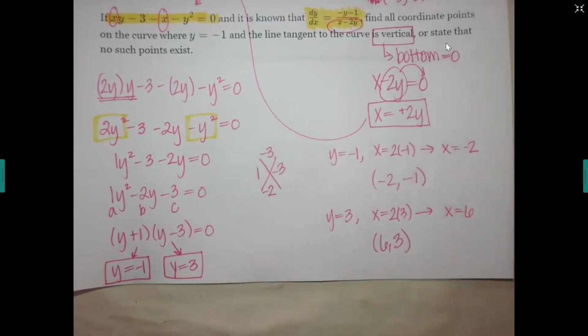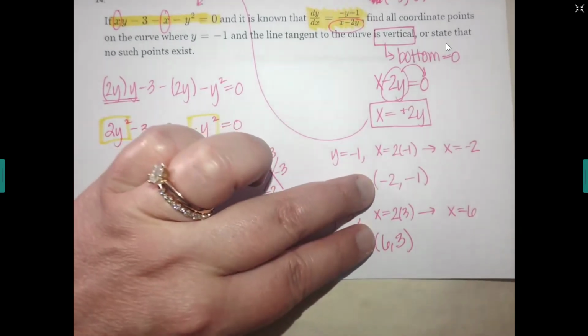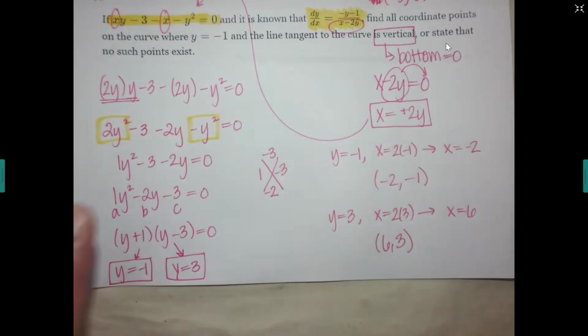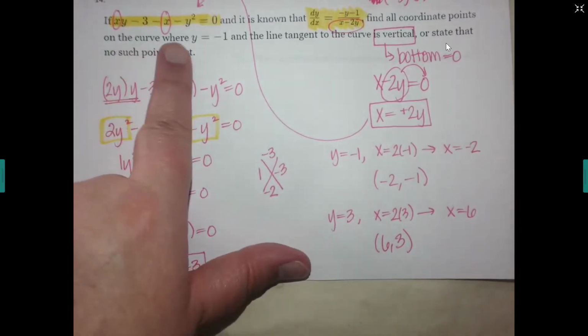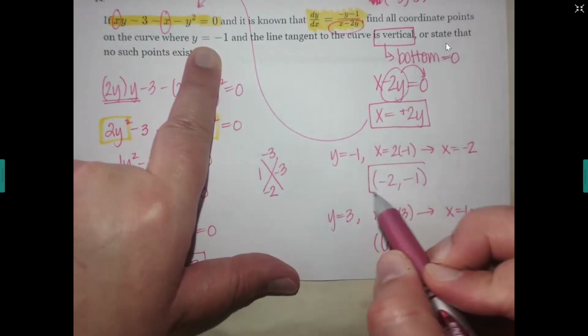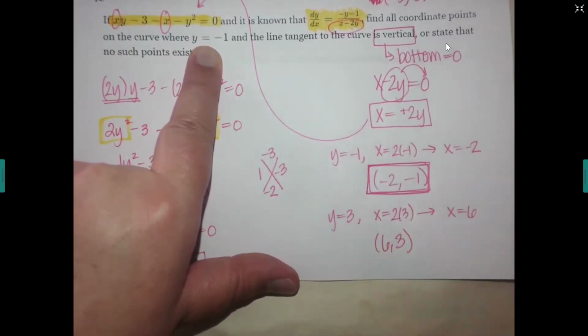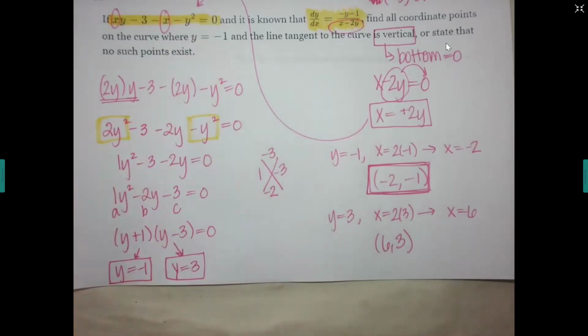Okay. Remember, for AP, they would probably want both of these as your answer. But for this question, it's only wanting the one where your y is a -1. So that would be this. Okay, but remember, technically there are 2 answers where it's vertical. Delta Math is really just only wanting a specific point rather than both of them. Okay?